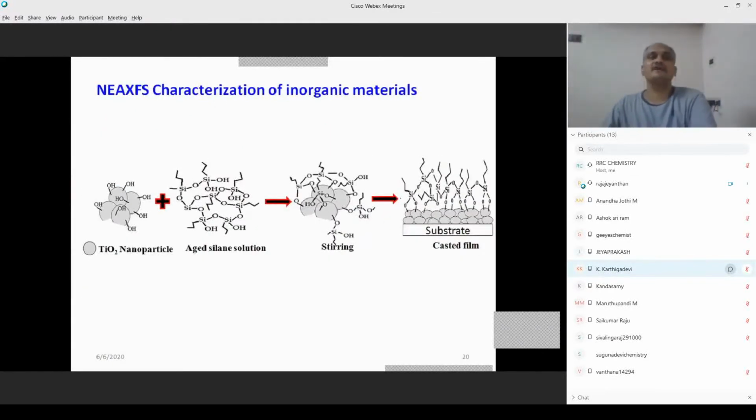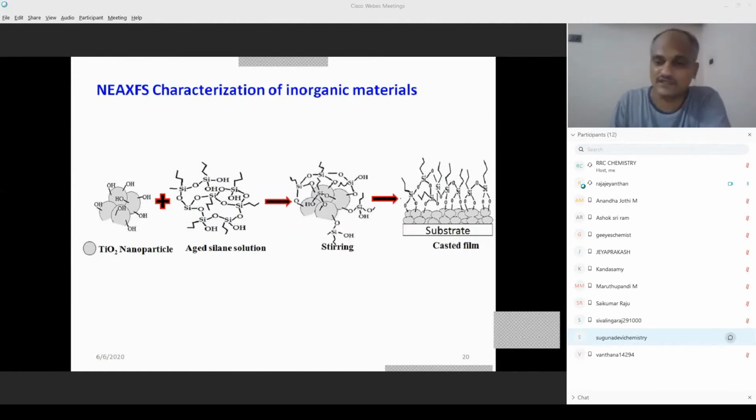Another one is we have also used NEXAFS for characterization of inorganic materials. What we have done here is we have created a super hydrophobic surface using titanium dioxide nanoparticles and a silane solution. We used two types of silane solution here. One is silane solution in water, and one is silane solution in xylene. When we are treating the silane solution with titanium dioxide, the silanes get adsorbed on the surface of the titanium dioxide, and a super hydrophobic surface is created.